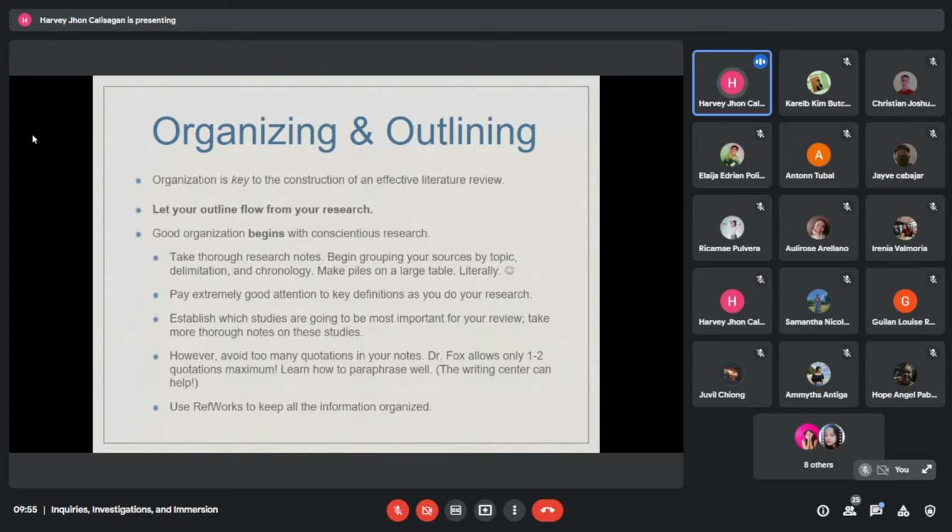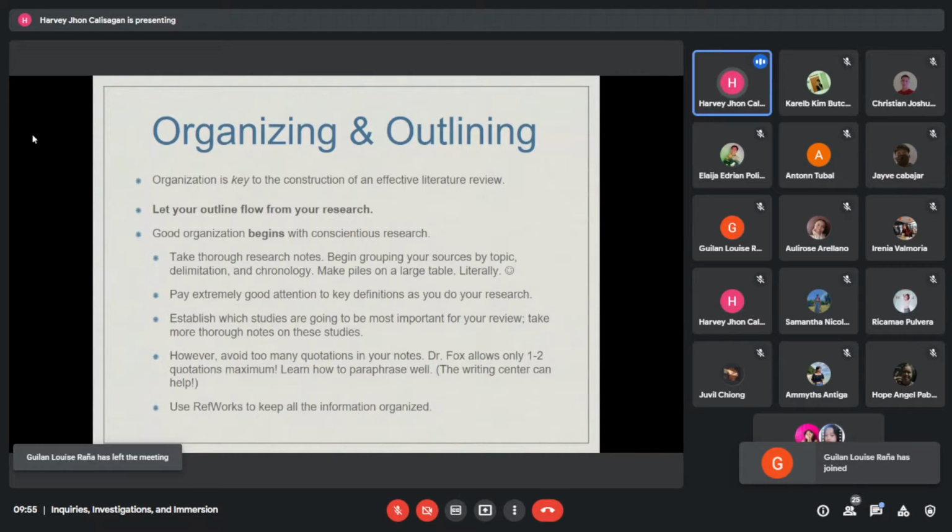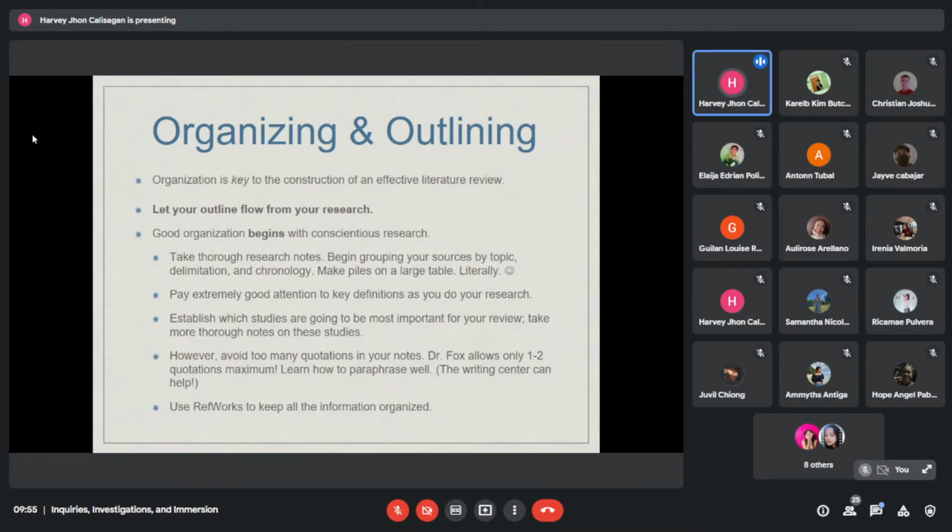Establish which studies are going to be most important for your review. Take more thorough notes on those studies. So you have to establish studies not out of context but in content. You don't do the literature just by yourself. Although you can create your own opinion and your own statement, it should be based on reliable resources and reliable readings that you have done. Next, avoid too many quotations in your notes. For example, Dr. Foss allows only 1 to 2 quotations maximum.